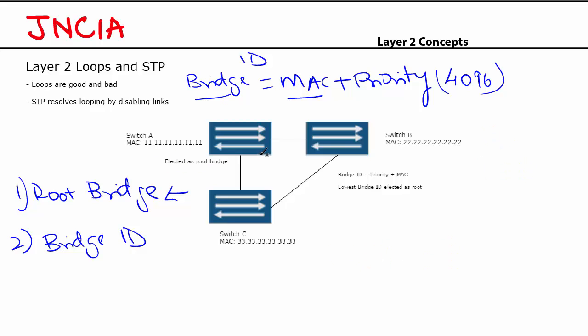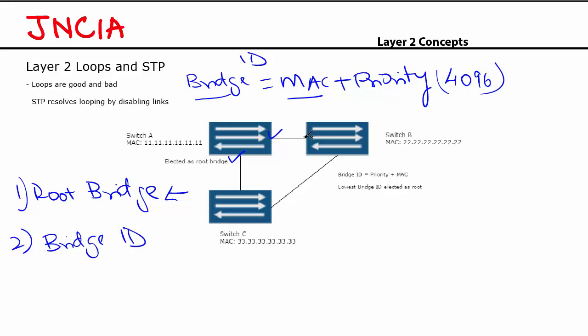Once the root bridge has been elected, the root bridge will put all its ports into forwarding state. So in this case, switch A has two ports. Both these ports will be in forwarding state, which means it will pass traffic. All other switches other than the root bridge will calculate the best way to reach the root bridge. So for switch B, the best way to reach switch A is through this port, and for switch C, the best way to reach switch A is through this port.